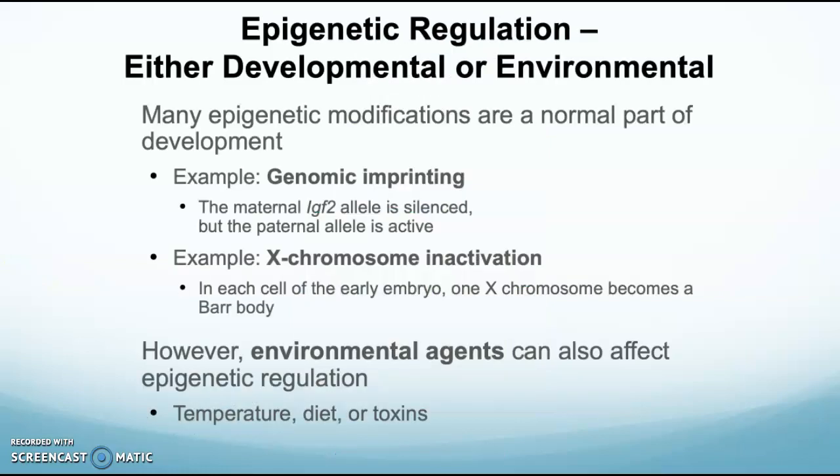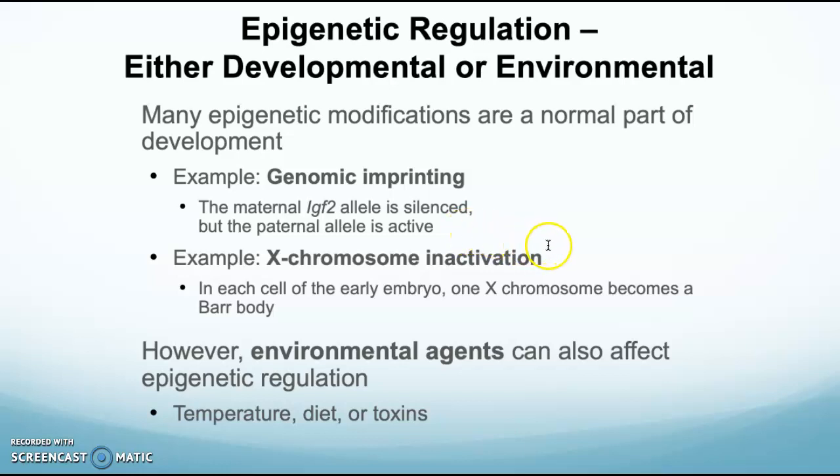Epigenetic regulation, though, can also happen in two bigger ways that we're going to talk about. This can either be developmentally or environmentally. Many of the epigenetic modifications are just a normal part of development. A really good example is what we call genomic imprinting. That means that one particular allele, in the case of IGF2, the maternal allele, is always silenced and only the paternal allele is active. This would continue generation after generation, and we would consider that a developmental way.